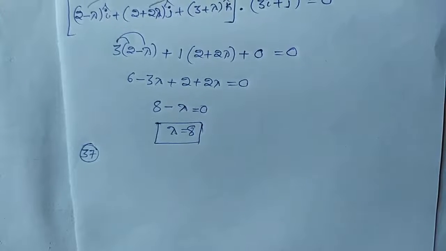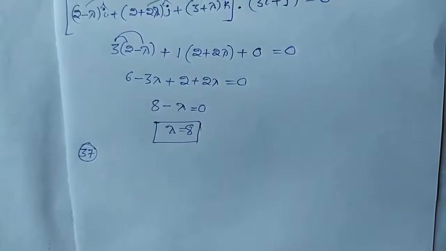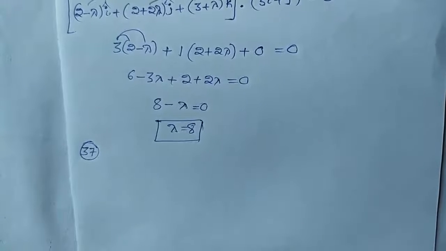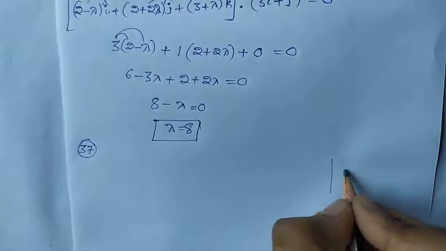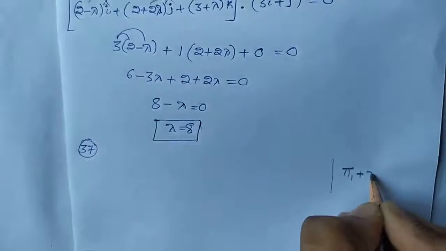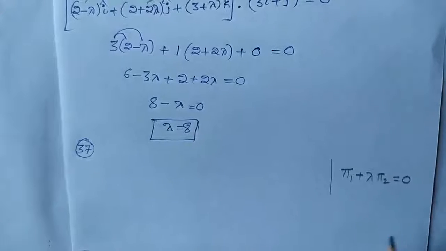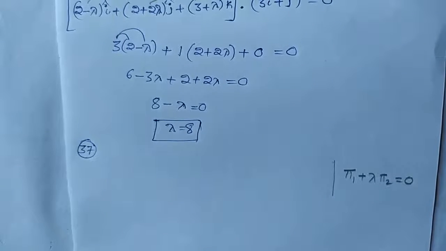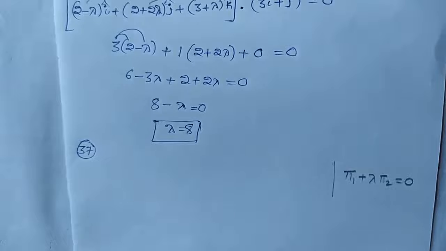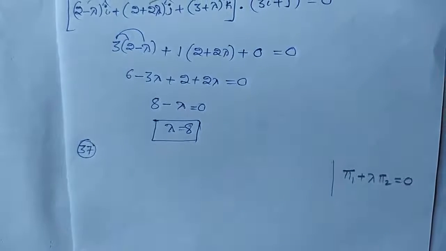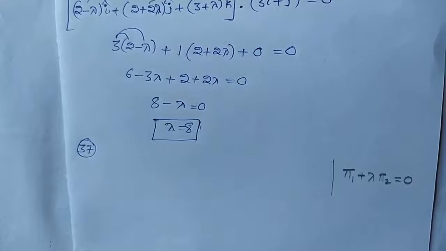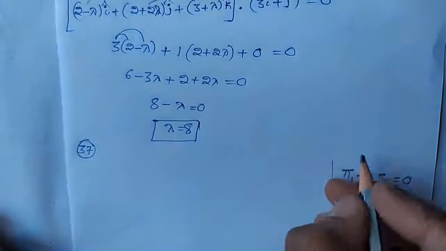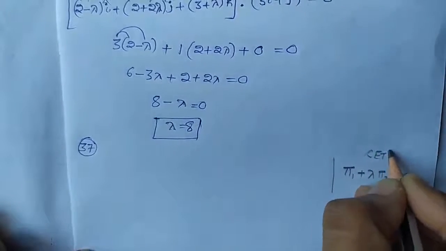So for this question you have to remember a 3D concept: the equation of a plane passing through the intersection of two planes. For that, you have to remember: first plane plus lambda into second plane equals 0. This thing you have to remember. So pi 1 is nothing but the first plane, pi 2 is nothing but the second plane. And also this concept is used for CET also.